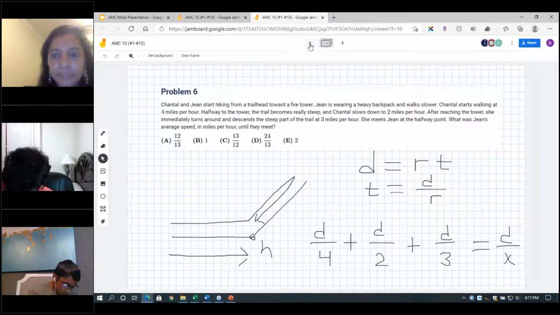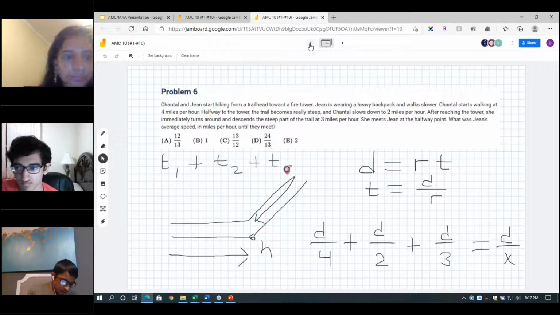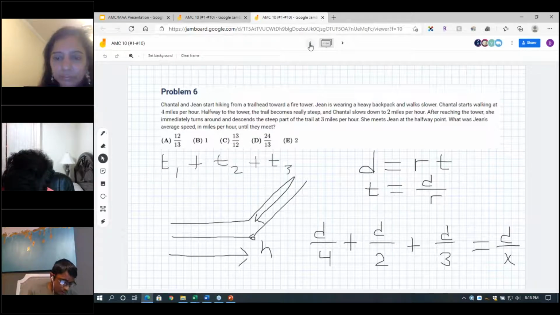Okay. So basically, Chantal takes a certain amount of time to get to the halfway point, then back up and then back down. So we can just let it be T1 plus T2 plus T3. Now, we are given that Chantal meets Jean back at the halfway point, right after she comes back down. So this means that Jean takes a certain amount of time to get to the halfway point, and by that time, Chantal has already walked to the halfway point, up and then back down. So this time is equal to the time that Jean takes just to get to the halfway point.